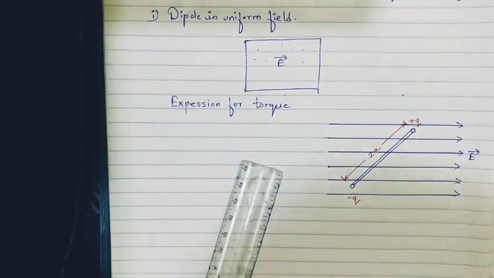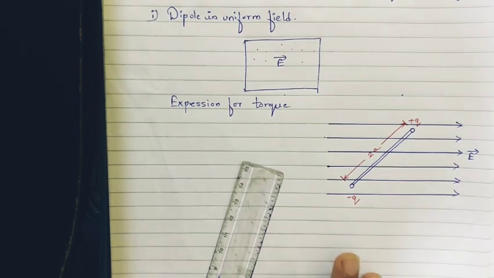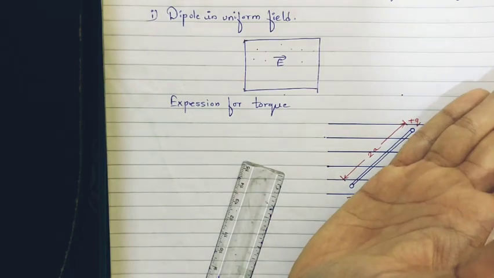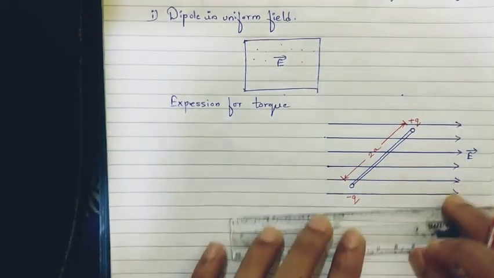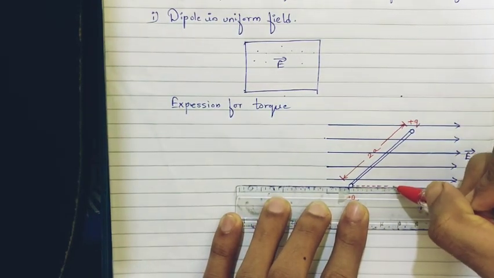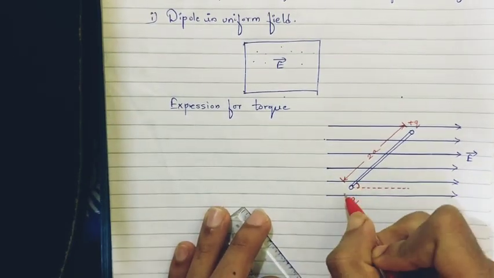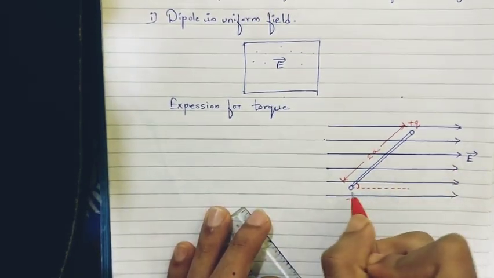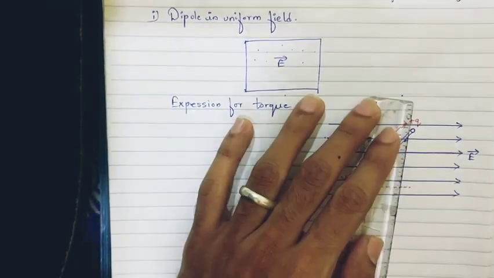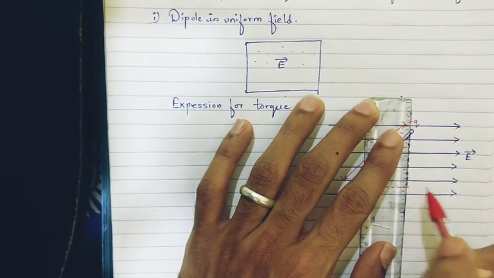Let us consider that this electric dipole makes an angle of theta with the electric field. The orientation of this dipole is such that it makes an angle of theta with the uniform electric field. Let me draw a line parallel to the electric field like this, and the angle made by the dipole with the electric field is theta. For simplicity, let me complete this triangle, because we are going to use it in the further derivation.